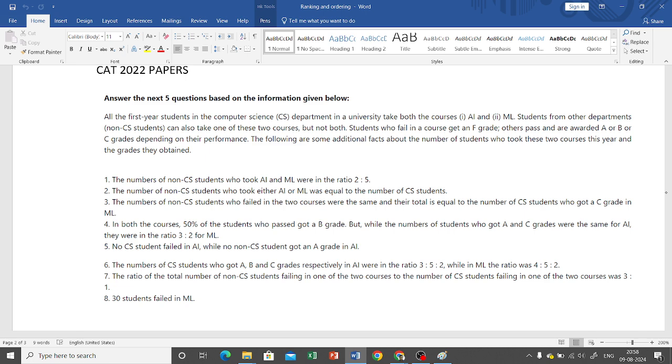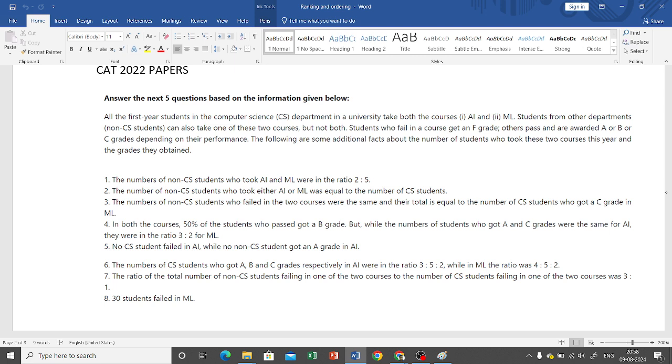The number of non-CS students who took AI and ML were in the ratio 2:5. So it gives a sensation of Venn diagram, but it doesn't fall under any of the categories specifically. It sounds like a Venn diagram. The number of non-CS students who took either AI or ML was equal to the number. It is under puzzles, and this sum was given under the category of ranking and ordering, so we are doing it as a part of this chapter.